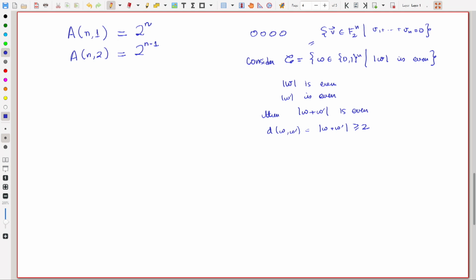So, what we have shown is that this is greater than or equal to 2 to the n minus 1, but it turns out that this is actually exactly equal to 2 to the power n minus 1. Can you explain that again?